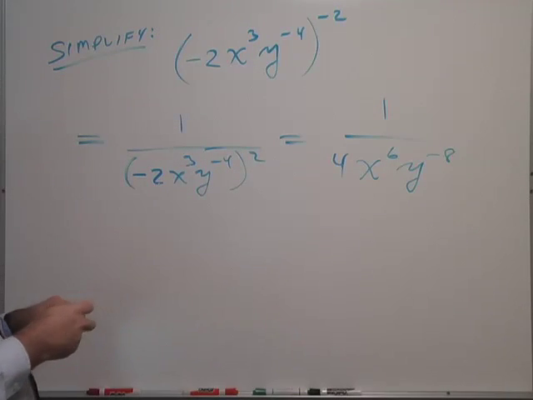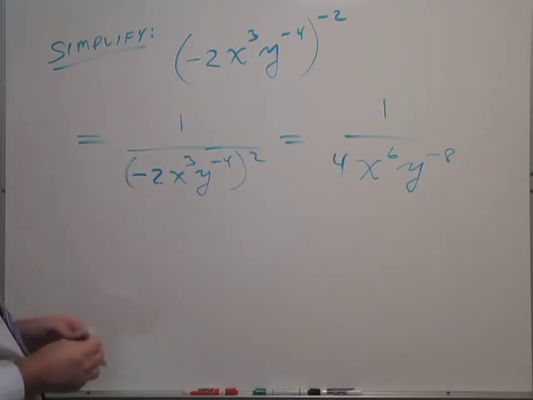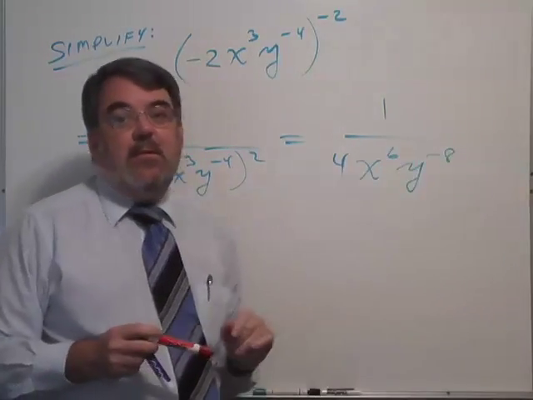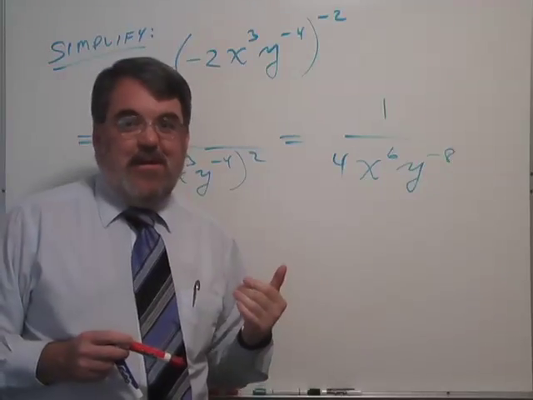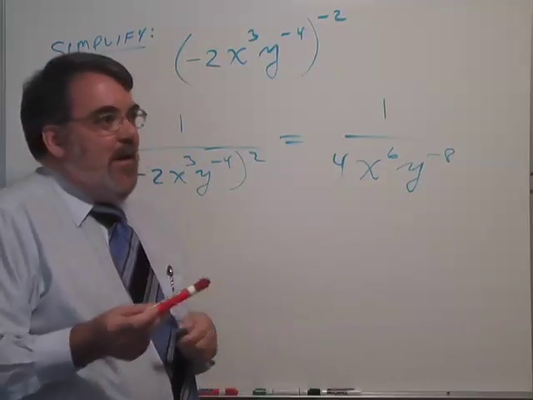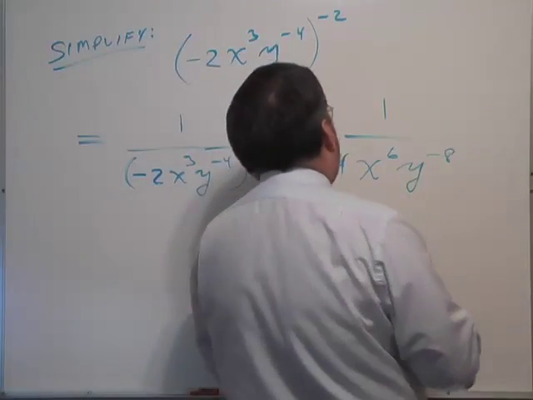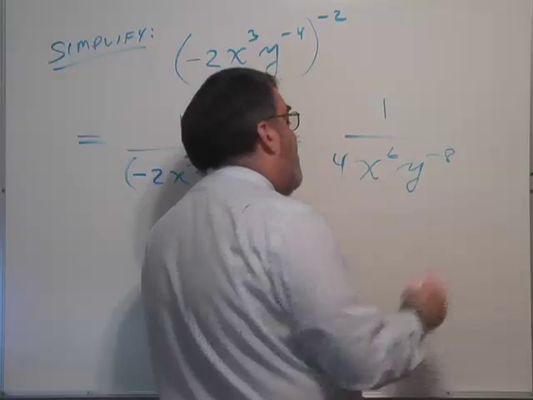And we're almost done. Not quite done. Almost done because we still need to end up with a positive exponent. And so if you want full credit from me, you need to end with positive exponents. That's what it means to simplify. One of the things simplify means.